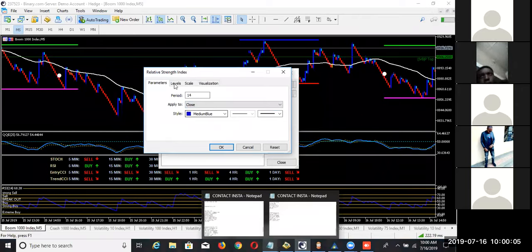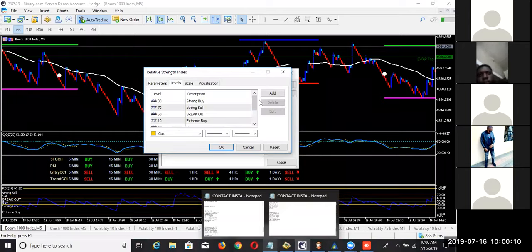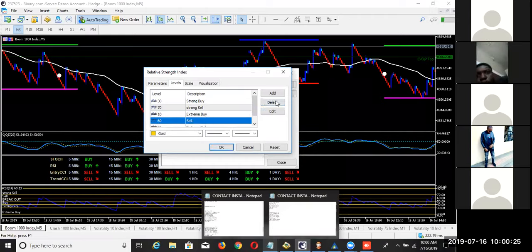Then you come to your level. You put your level this way. Level 30. I'm going to remove this for now. Now we're going to focus on this. You put your level 30 strong buy, level 70 strong sell, level 10 extreme buy, level 90 extreme sell.